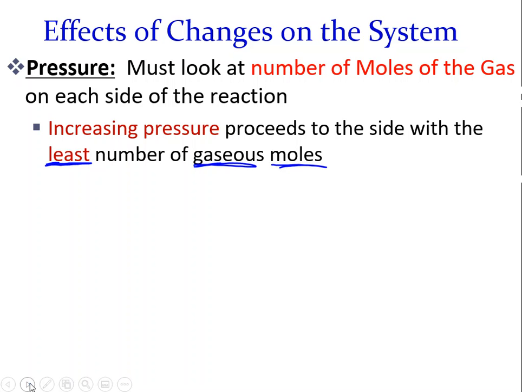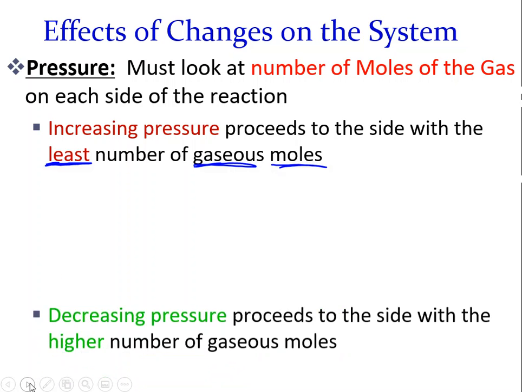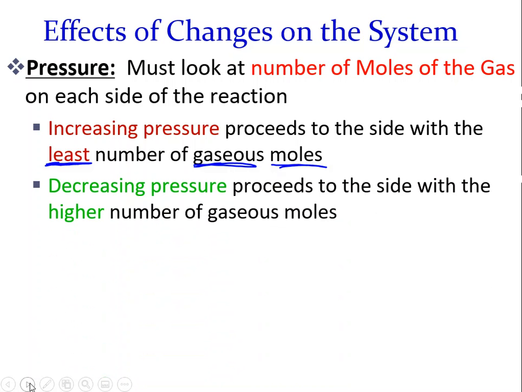Increasing the pressure, if the products have the least number, it would shift towards the products. If the reactants have the least number of moles, it would shift towards the reactants. It's really dependent on how many moles are on each side. Decreasing the pressure proceeds to the side with the greater number of gaseous moles. So decreasing, we're going to go to the side that has more moles of gas. General idea there.